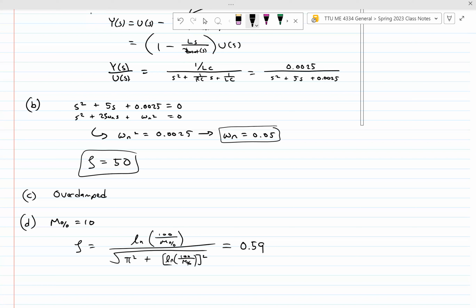Do you have a question? No. Okay, so this is the damping ratio we want to get. So how do we change our circuit to get that damping ratio? What do you guys think? We're now redesigning a circuit.